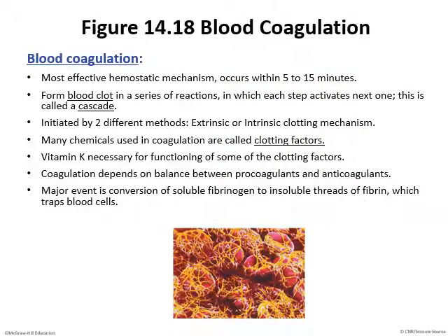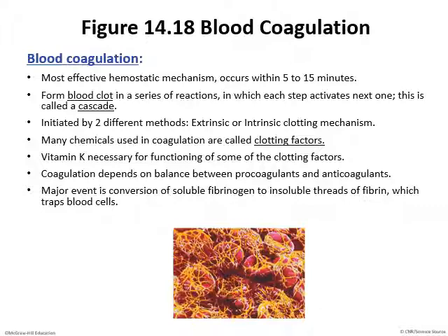And the last step is blood coagulation. So this takes about 5 to 15 minutes to occur. It forms a blood clot in a series of reactions, with each one stimulating the activation of the next, which is why we call it a cascade. There are 2 different start points. There is an extrinsic and an intrinsic mechanism. Okay, so extrinsic comes from outside of the blood vessel. Intrinsic starts on the inside of the blood vessel.